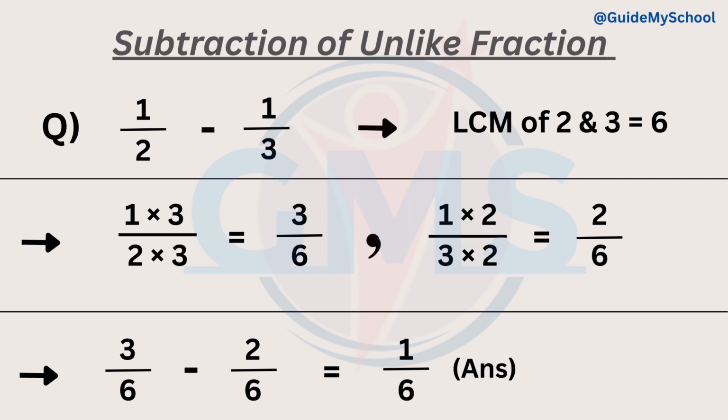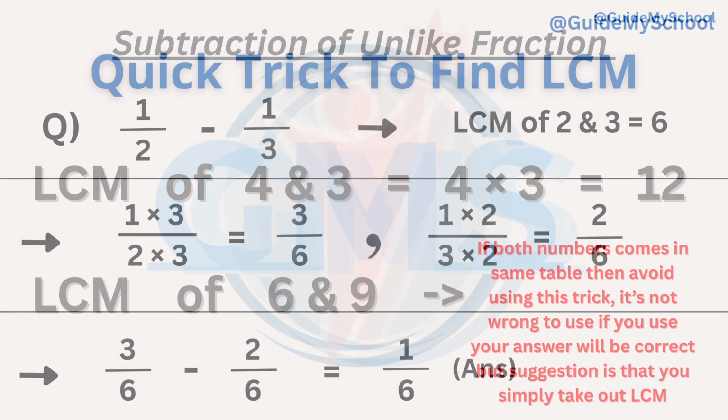Now we will multiply the denominator of the first fraction, that is 2, with 3 to make it 6. And as we have multiplied the denominator with 3, the numerator will also be multiplied with 3. Do the same with the other fraction, that is 1 by 3. So we will get 2 by 6. Now subtract them like we did for like fractions.